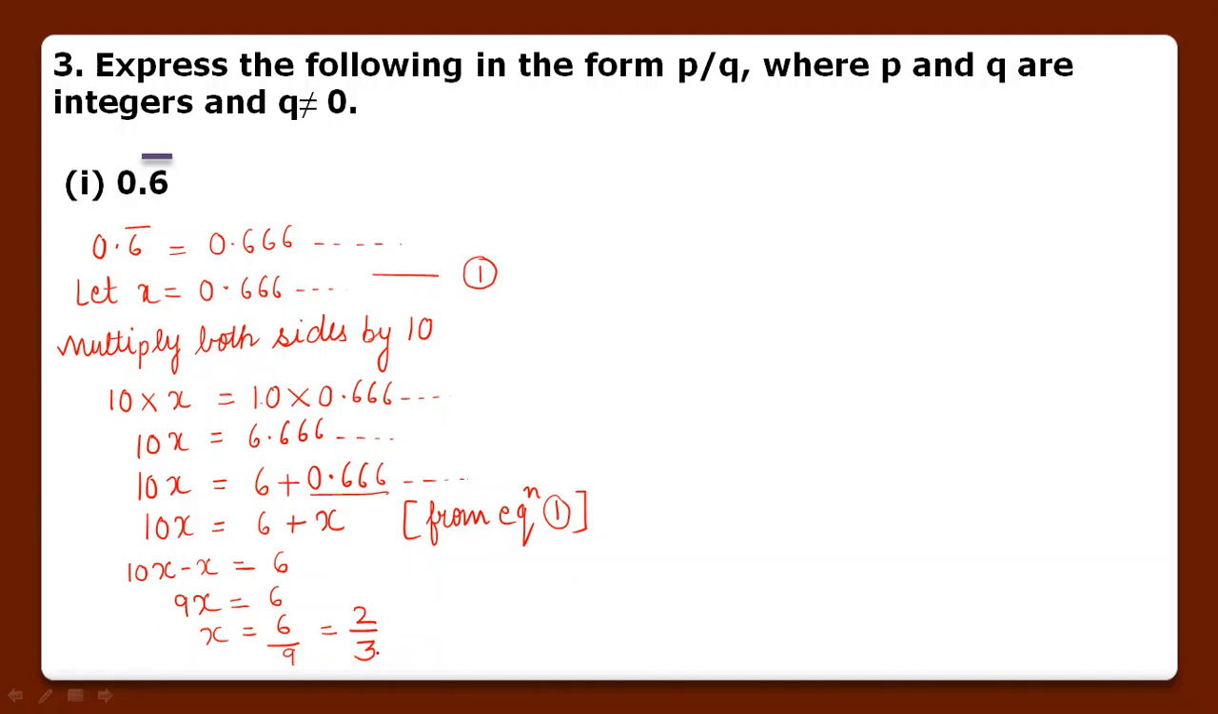अब आपने इसे P upon Q की फॉर्म में भी लिख दिया. P and Q are integers and Q is not equals to 0. I hope this trick is clear to you. Now let's do the second part. 0.47 where the bar is on 7. We can write it again. 7 पे bar है. We can write it in this form and so on.